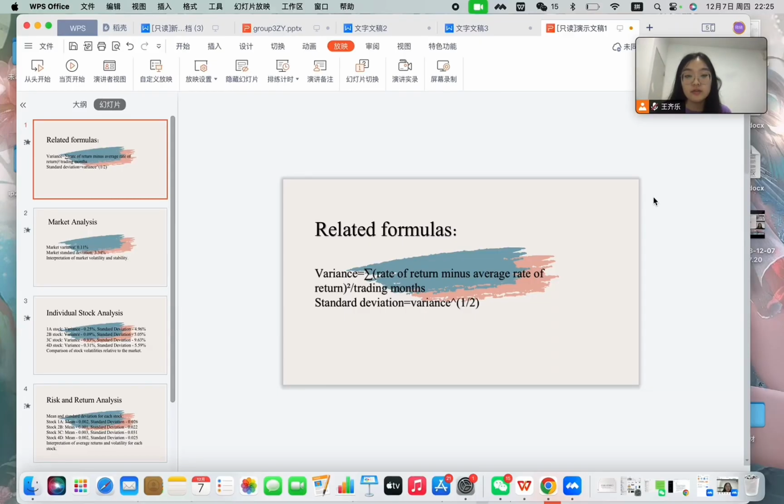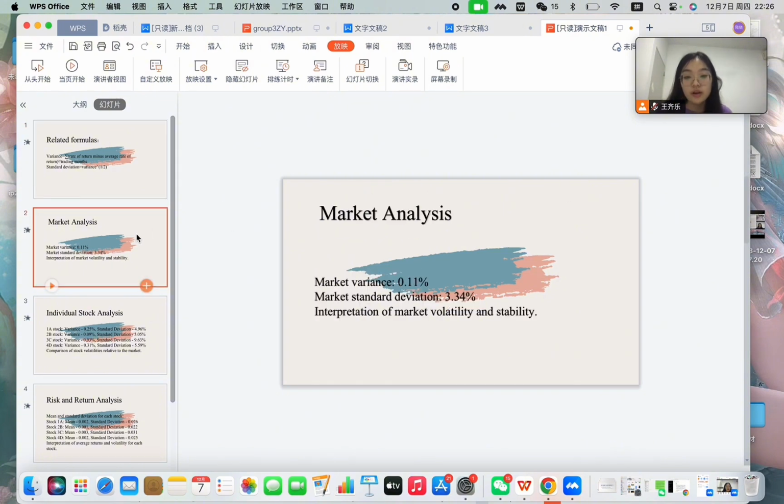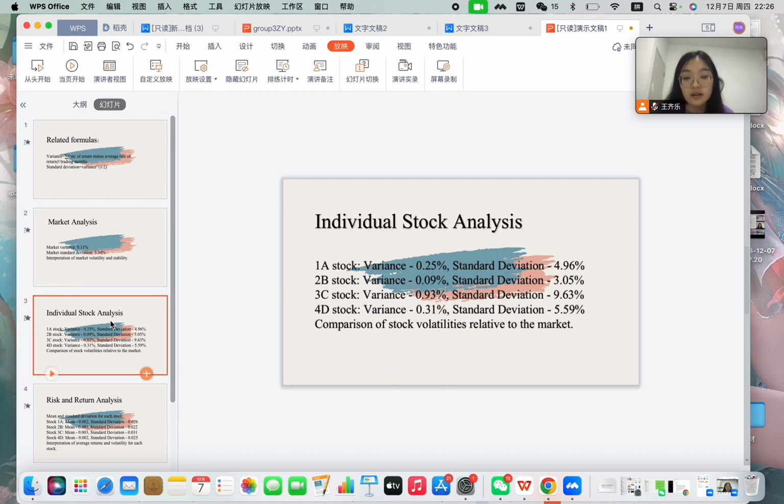Through the calculation of variance and standard deviation, we gain insights into the volatility of the market and the four stocks. The market variance is 0.11% with a standard deviation of 3.34%. By the conclusion on the standard deviation, we observed that the values of stocks 1A, 3C, and 4D exceed the market standard deviation, indicating these three stocks are relatively unstable.